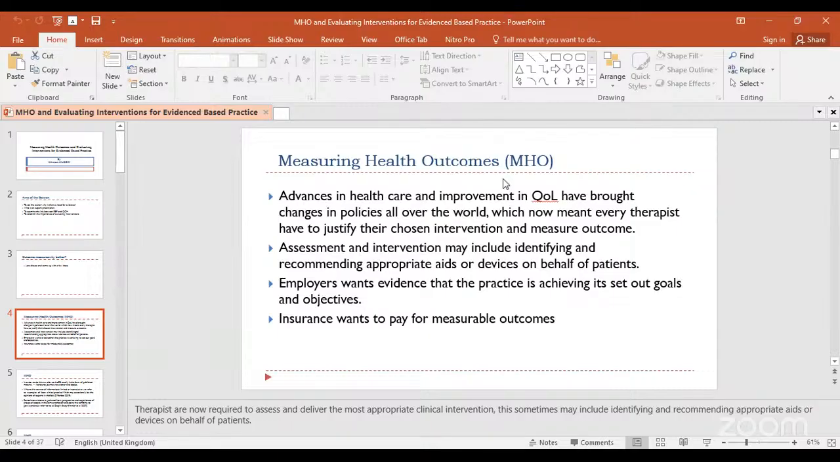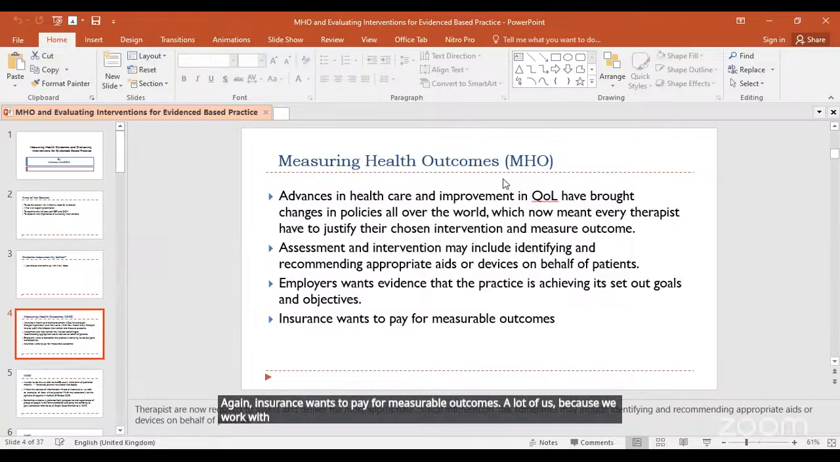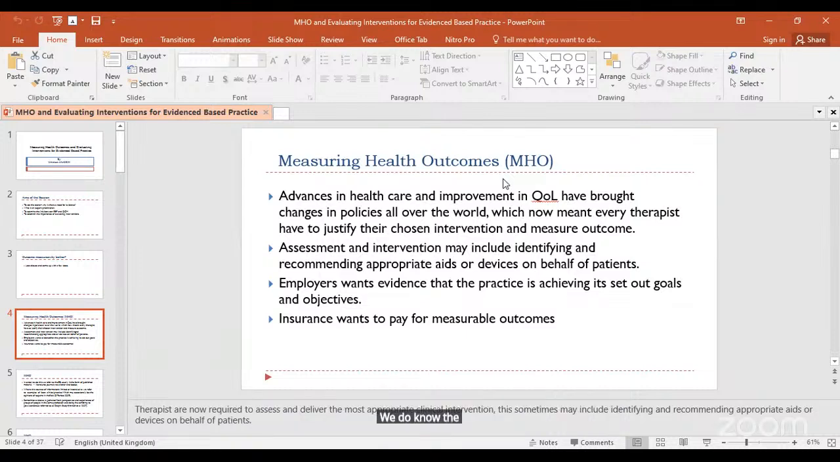Again, insurance wants to pay for measurable outcomes. A lot of us, because we work with government and we don't deal directly with insurance, we don't know the impact of employers and insurance. But I can tell you, I've had patients from Central Bank of Nigeria. The HMO wants evidence that what I've done works. Otherwise, it will not pay.